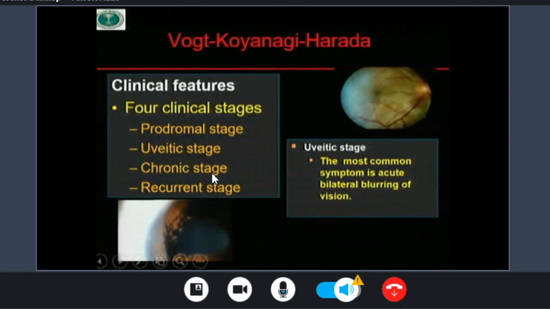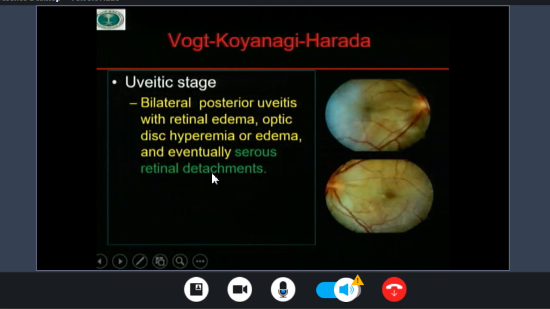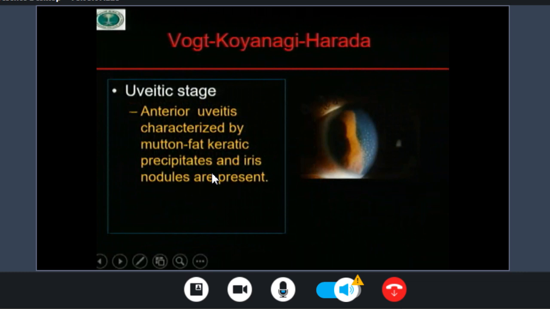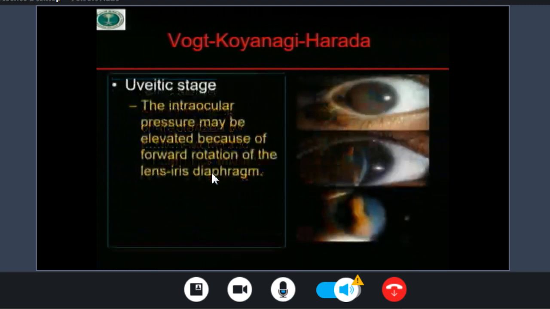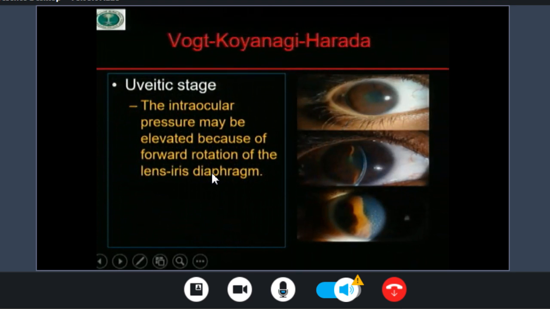We define the disease in four clinical stages: prodromal stage, where it starts as a flu-like viral illness, uveitic stage, chronic stage, and recurrent stage. In the uveitic stage, the most common symptom is acute bilateral blurry vision or loss of vision. Usually they have bilateral posterior uveitis with retinal edema, optic disc hyperemia or edema, and eventually serous retinal detachment. Anterior uveitis is characterized by mutton-fat KPs and iris nodules, especially in the chronic stages. The intraocular pressure may be elevated because of forward rotation of the lens-iris diaphragm, and this is most likely in chronic cases of anterior uveitis related to VKH.